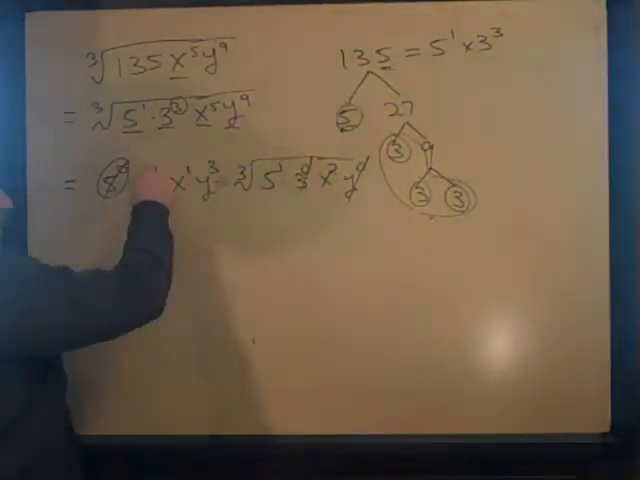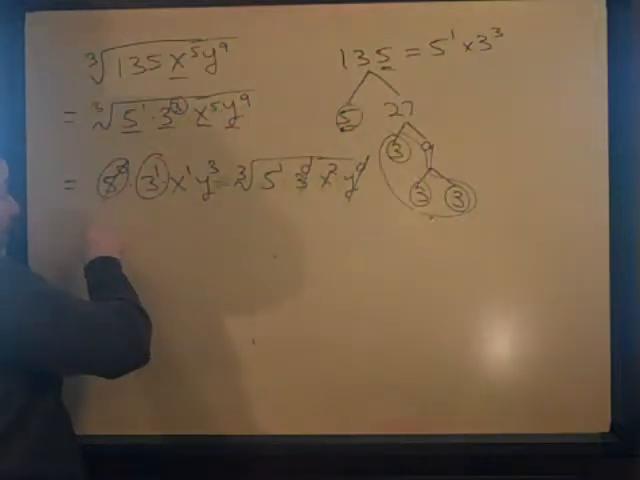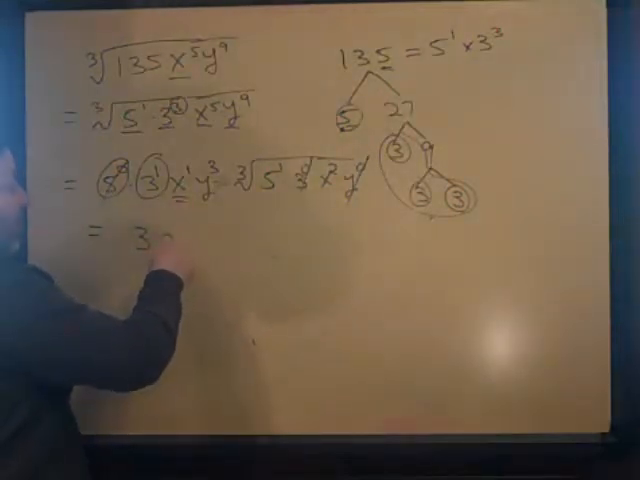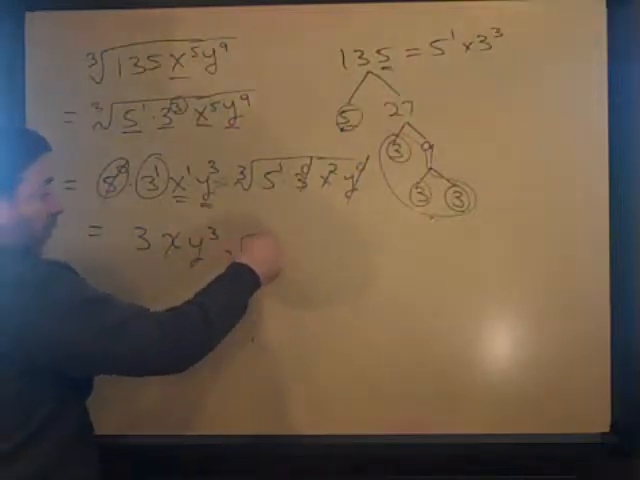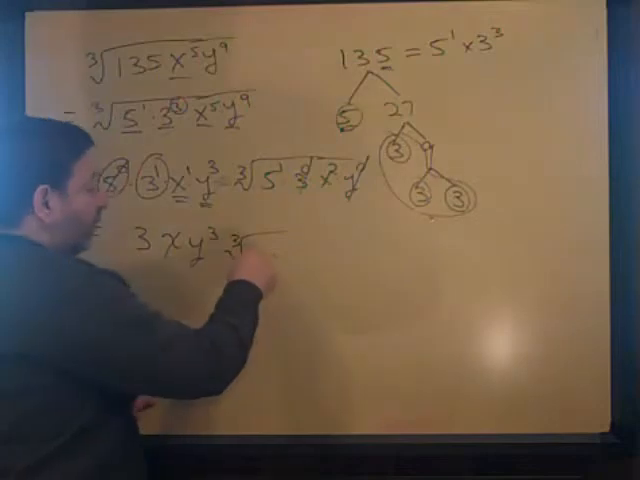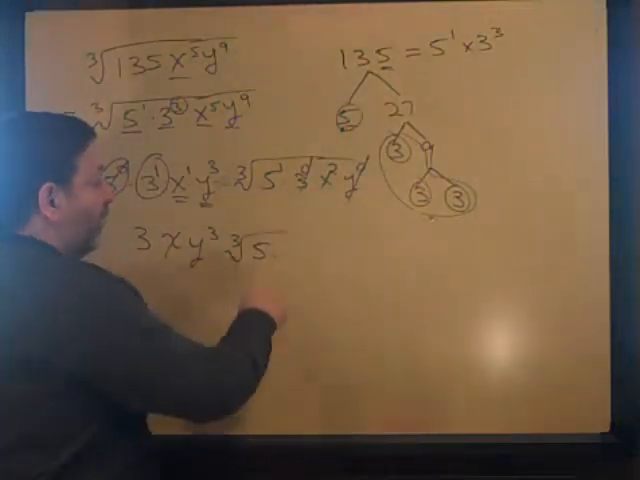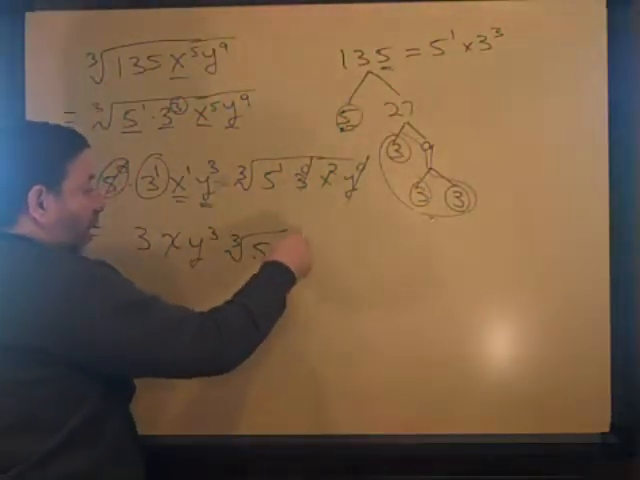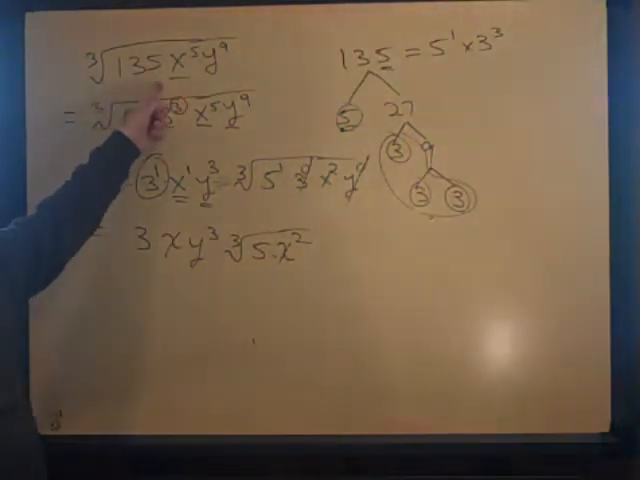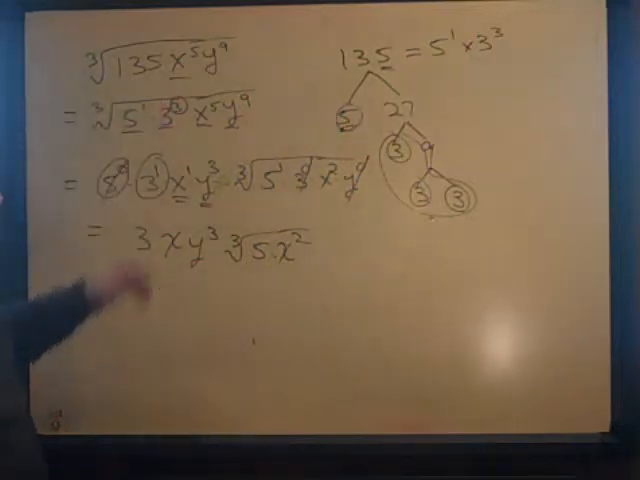Okay, next comment. If the power is 1, you just get the base. 3 to the 1 is 3. X to the 1 is x. Y cubed, times the cube root of 5 to the 1 is 5, times x squared. The hardest part of this problem was breaking down the 135. That was step 1.